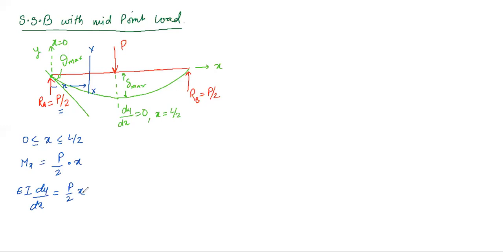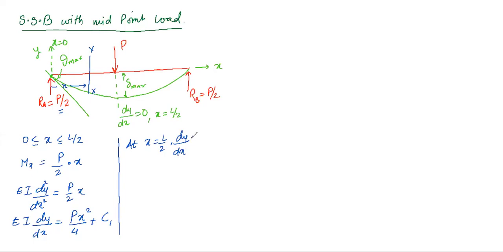This is the equation we obtained, d square y dx square, right? Let's solve, let's integrate it. So we can define it EI dy by dx is equals to Px square by 4 plus C1, right? So can we put x when x is equals to L by 2? The first you can say the criteria. Let's just divide कर लेते हैं इस part में. At x is equals to L by 2, can we say that dy by dx value, that is slope, is equal to 0? Yes.